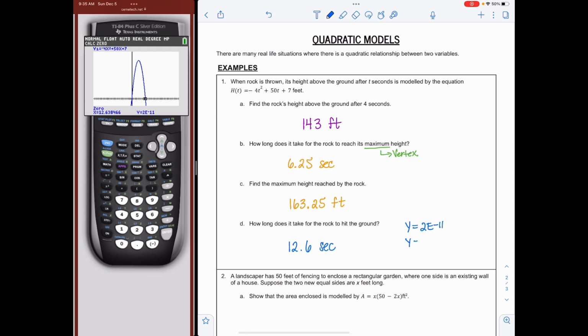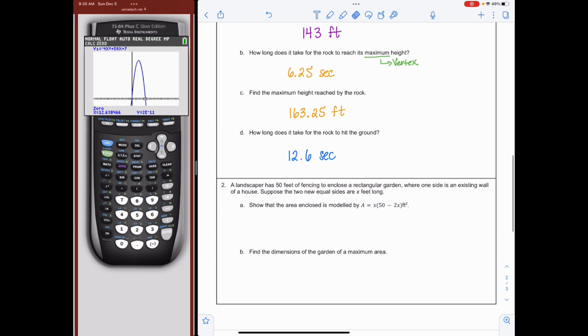That is saying that y is equal to 2 times 10 to the power of negative 11, which means that you have to move your decimal back 11 times, which means that essentially this is going to end up being 0 because it's going to get really, really small. All right, so now let's look at number 2.